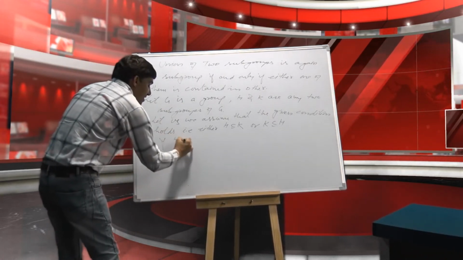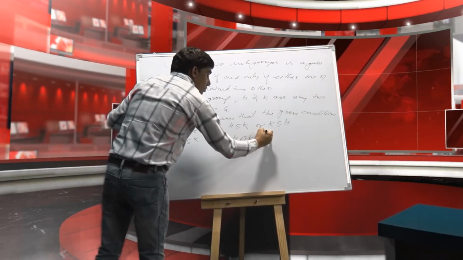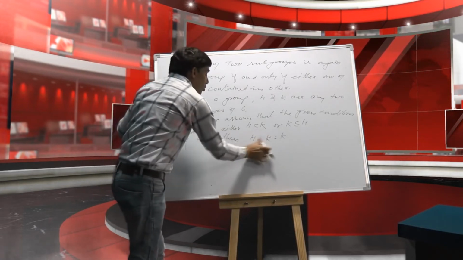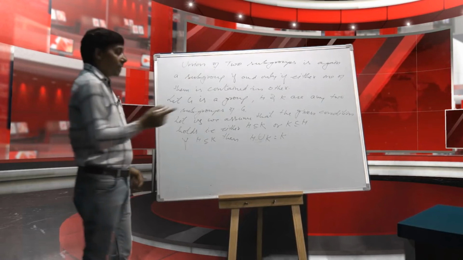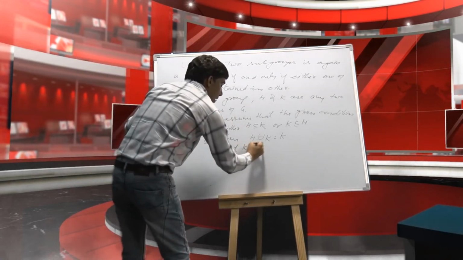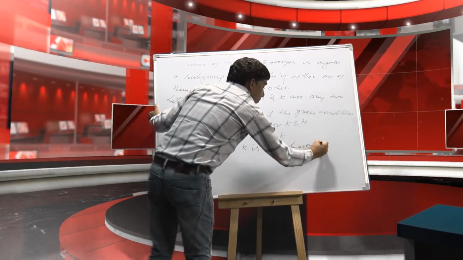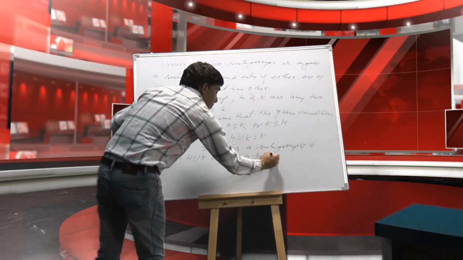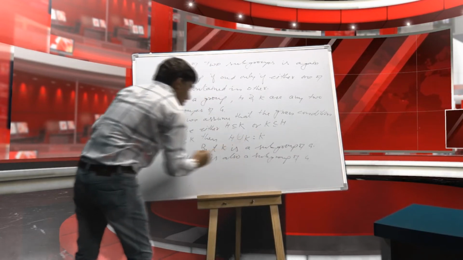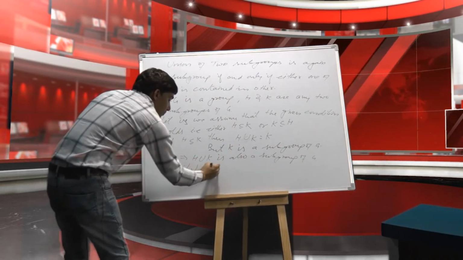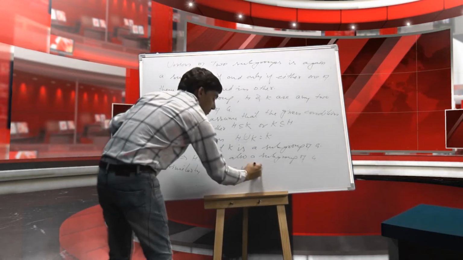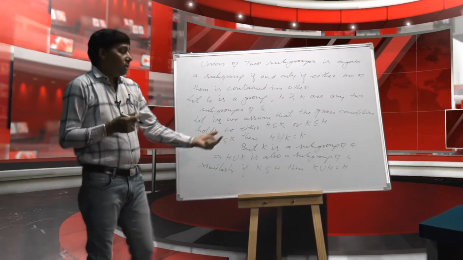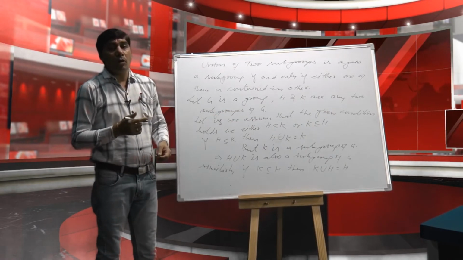If H is contained in K, then H union K is equal to K, because K is a superset of H. Therefore, their union H union K is equal to K, but K is a subgroup of G. This implies H union K is also a subgroup of G. Similarly, if K is contained in H, then K union H is equal to H, and H is a subgroup of G. Therefore, K union H is also a subgroup of G.